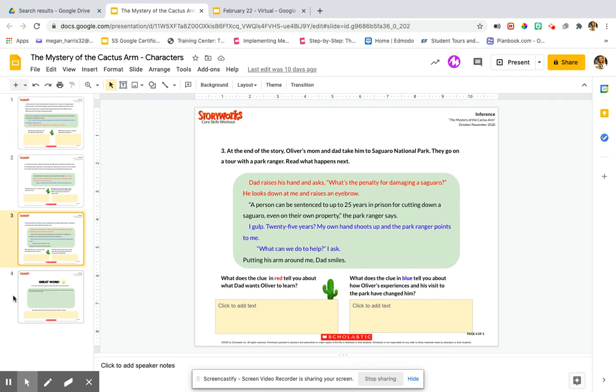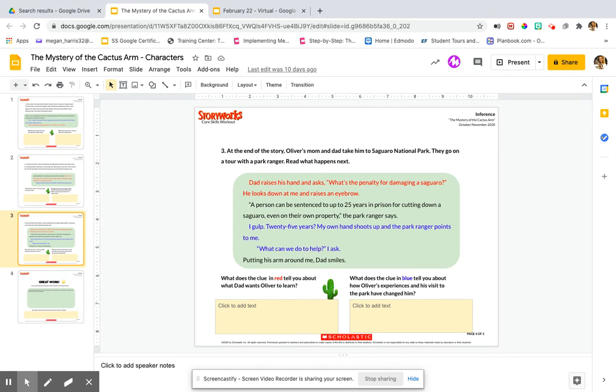All right, so we're looking at red about Dad. What do we think Dad wants Oliver to learn? So basically, we're asking ourselves, what's Dad thinking here? Why would Dad ask this question? What is he thinking when he asks this question? So remember, we look for clues about what he feels, what he says, what he does to help us figure out what he's thinking.